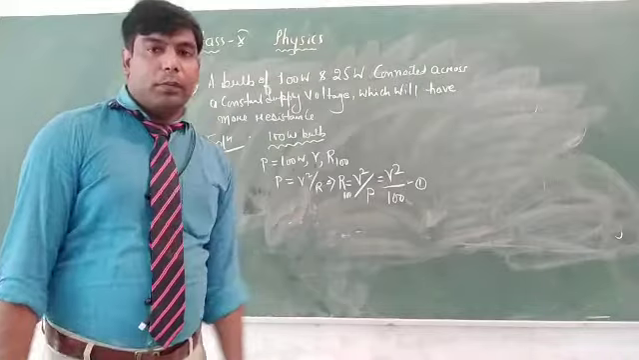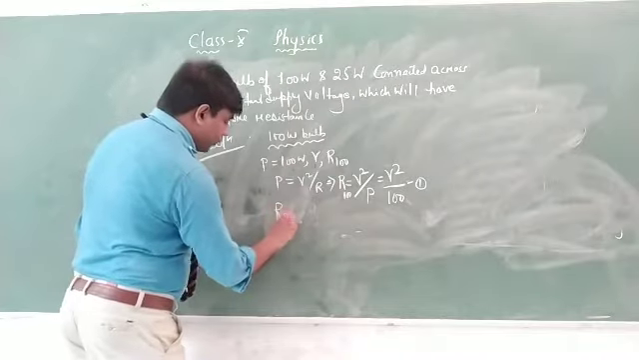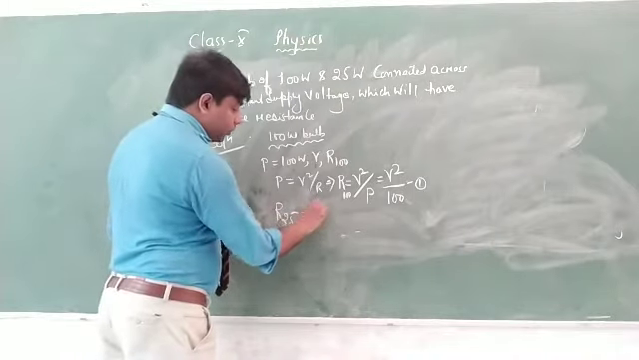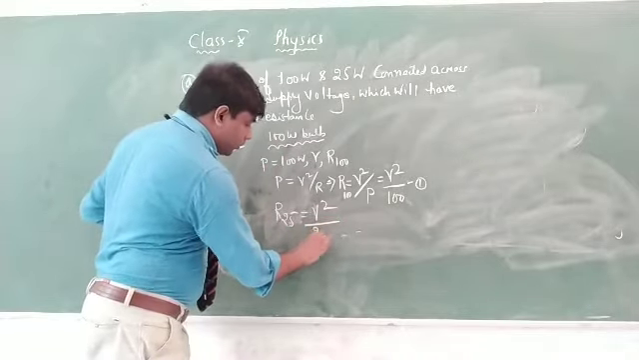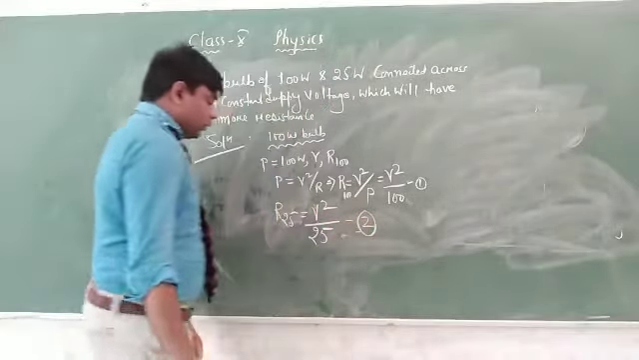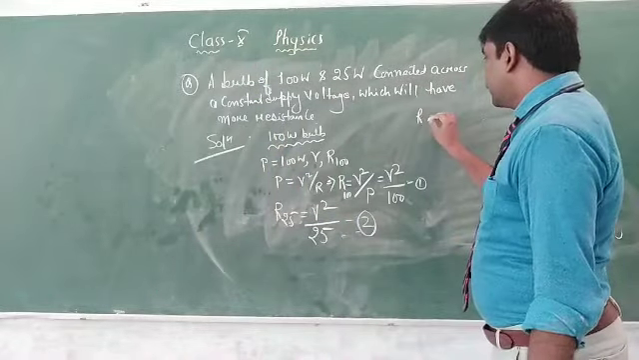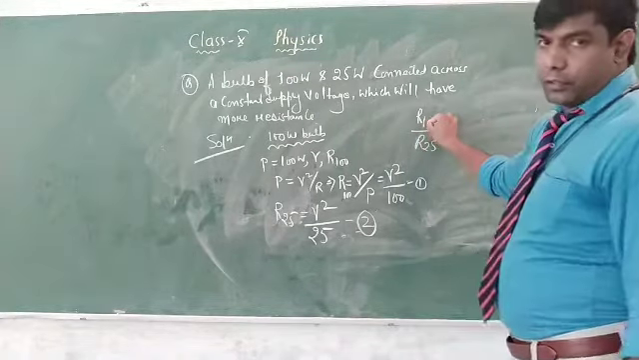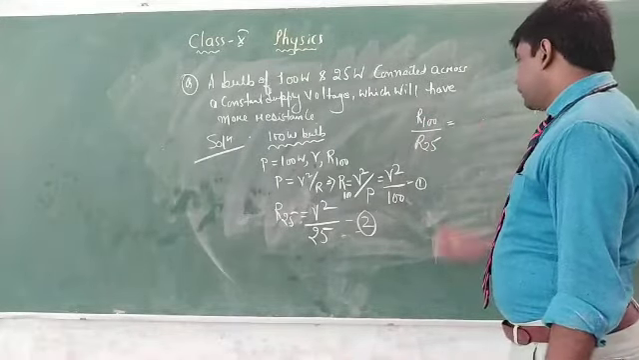Similarly, we can write for the second bulb. That is, R25, the resistance of the bulb which is 25 watt, is equal to V square by 25, because supply voltage is the same for both, but here power is 25. Equation. So now we have to take the ratio. See here R100, the resistance of the 100 watt bulb, and R25 is the resistance of the 25 watt bulb. Now just put this formula.